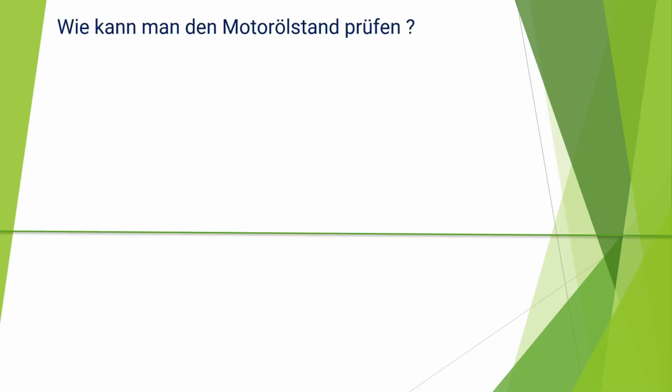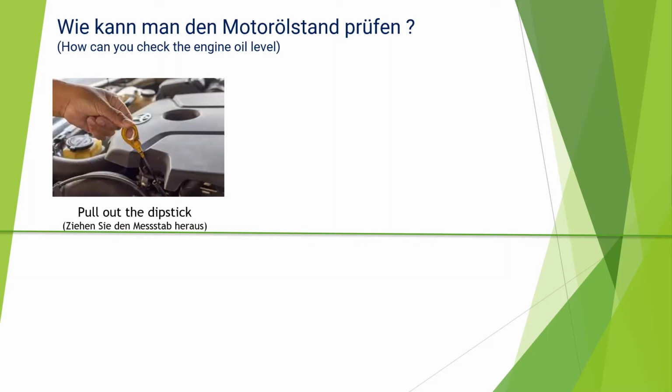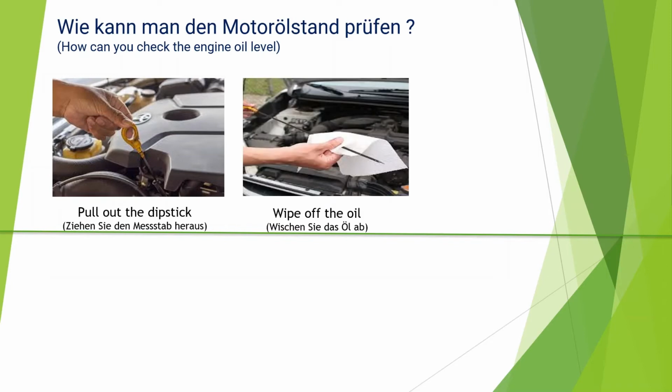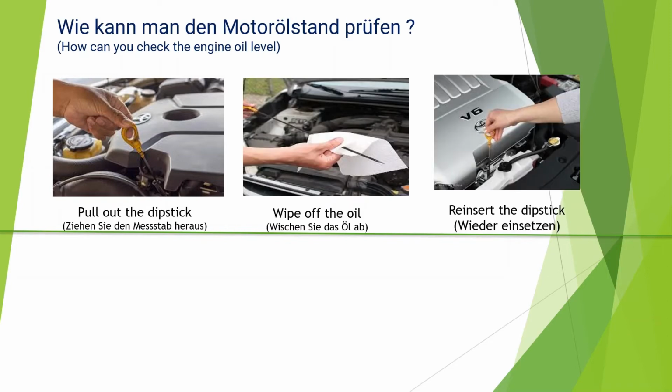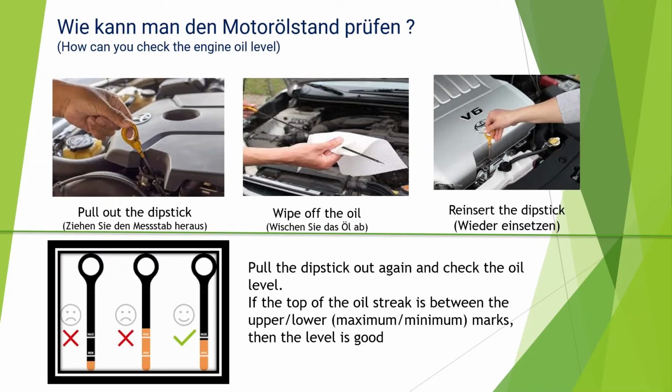Now, the examiner might ask you, wie kann man den Motorölstand prüfen? Which means, how can you check the engine oil level? And here, you pull out the dipstick, wipe off the oil, reinsert the dipstick, and pull the dipstick out again and check the oil level. If the top of the oil streak is between the maximum and the minimum marks, then the level is good.